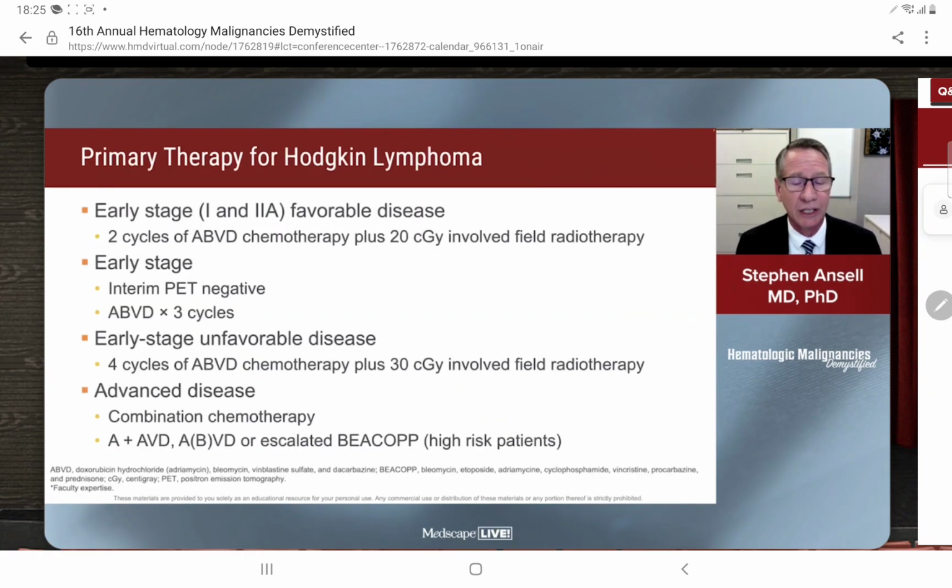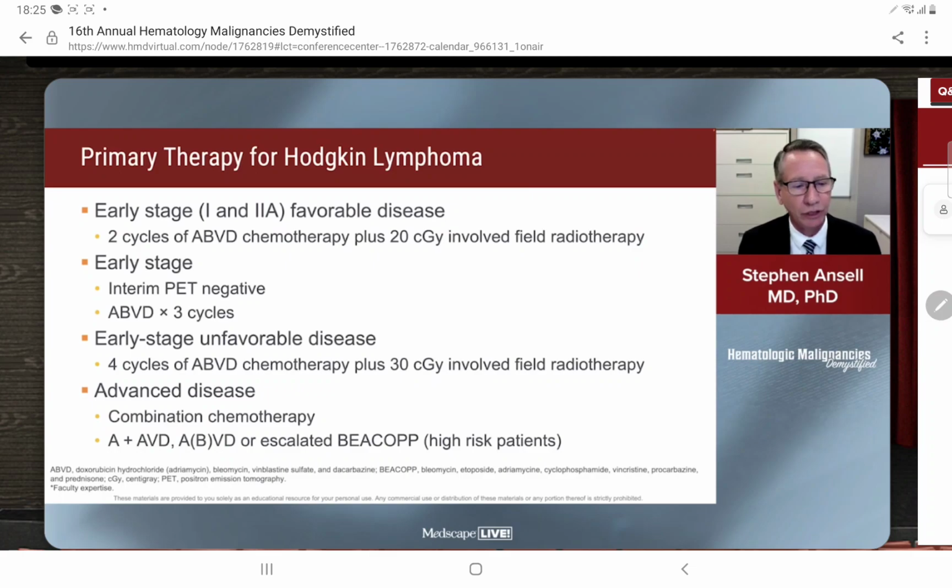This just highlights, as we start to talk now about novel therapies, primary treatment, what we would typically think about how to manage patients based on what I just told you. So if you have an early stage patient with favorable disease factors, and here again, the number of sites of disease is really limited, you can give 2 cycles of standard ABVD chemotherapy plus 20 gray of involved field radiation therapy, and that would be a standard treatment.